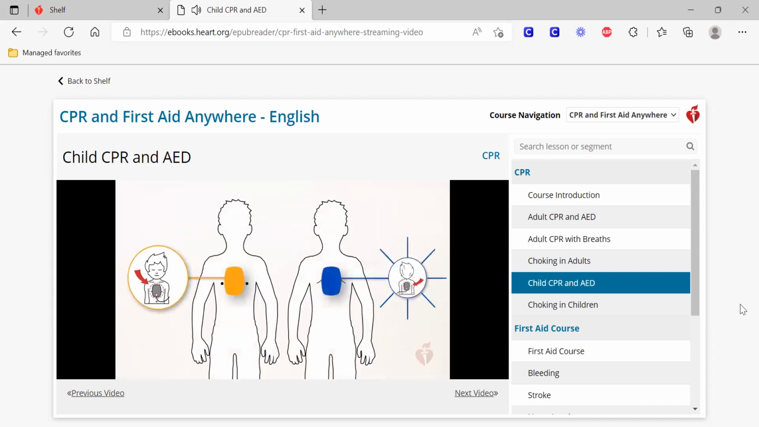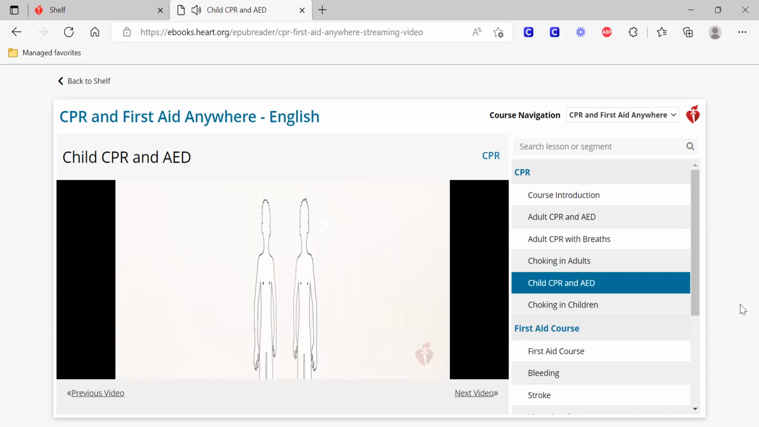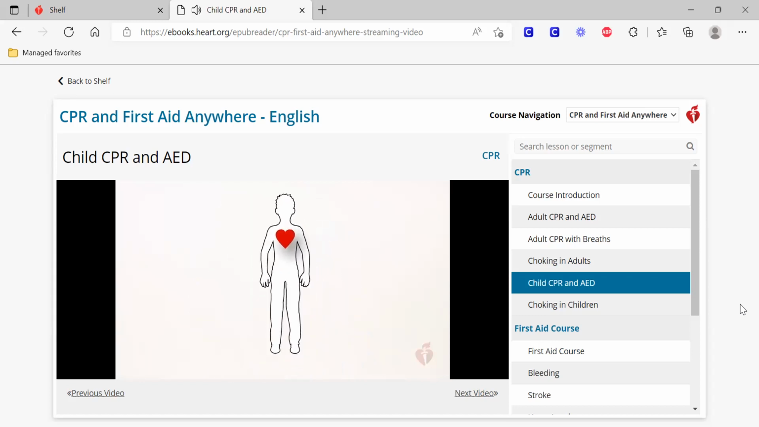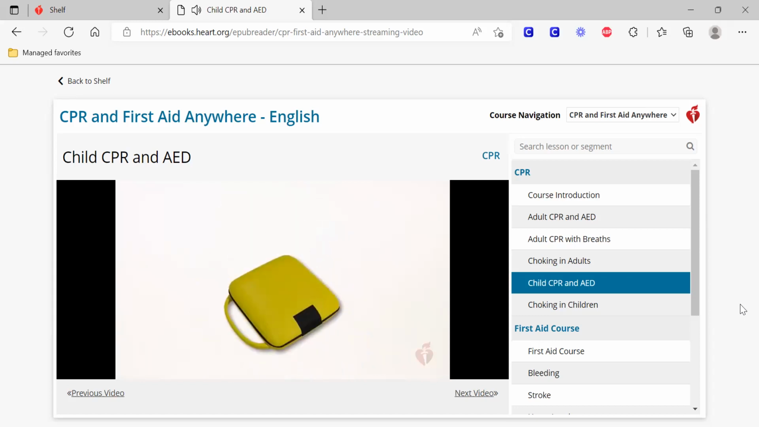There are pictures on the child pads that show where to place them. When you put the pads on the child's chest, make sure they don't touch each other. AEDs are safe to use on children, and they could save a child's life. If a child needs CPR and there's an AED available, use it.